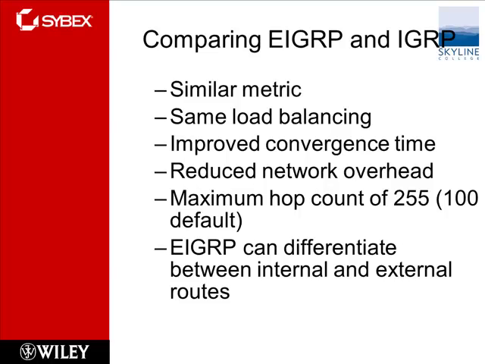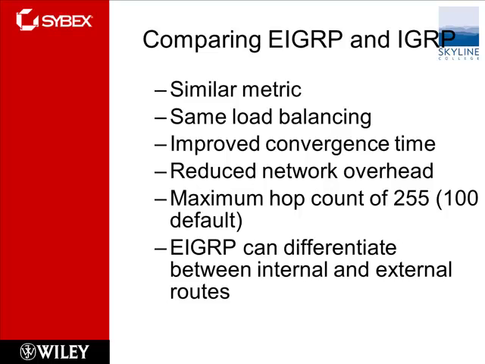EIGRP and IGRP, you can look in the book at what he talks about. Similar metrics, same load balancing, improved convergence time with EIGRP. Reduced network overhead. Maximum hop count of 255, 100 by default, and RIP had a maximum hop count of 15.